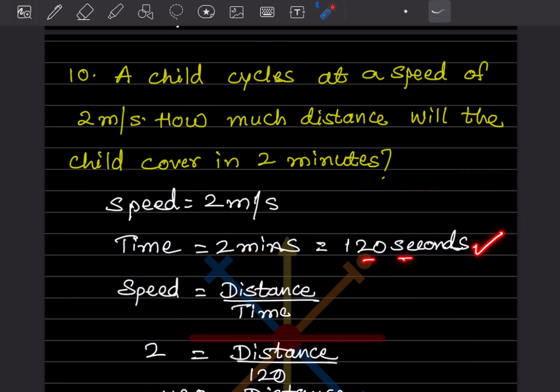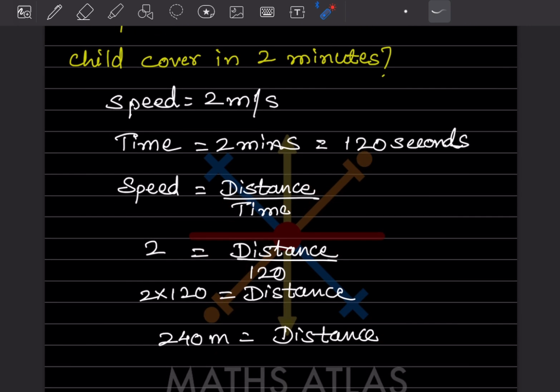So this is the conversion, and the other things are simple. Speed is equal to distance by time. Speed means 2 meters per second. Distance we don't know, and the time after conversion is 120. So you take this to the other side and it gets multiplied: 2 into 120, that is the distance. 240 meters is the distance.